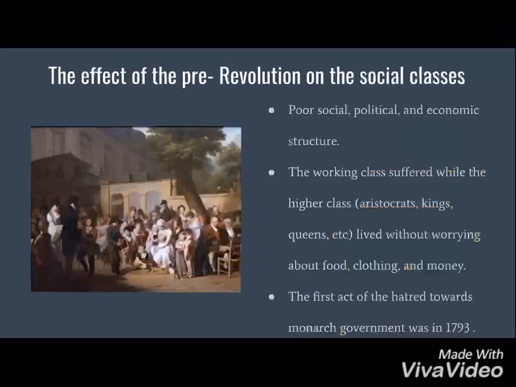Before the Revolution, the working class lived in poor conditions, including the social, political, and economic structure. The working class suffered while the higher class, which consisted of aristocrats, kings, and queens, lived without worrying about food, clothing, and money. The foreshadowed act that would spark the French Revolution is when a working class citizen attempted to assassinate King Louis XVI.